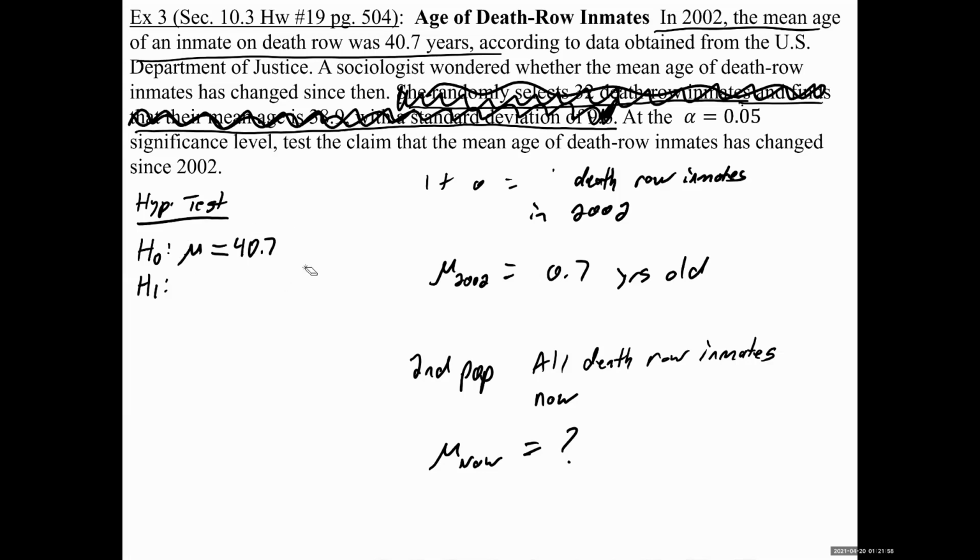All right, so that's the king's claim. And then the peasant's claim, you're going to put a mu again. You're going to put the same number here, 40.7. We have to decide what symbol goes there. Is it a less than, a greater than, or a not equal to? What do you guys think?